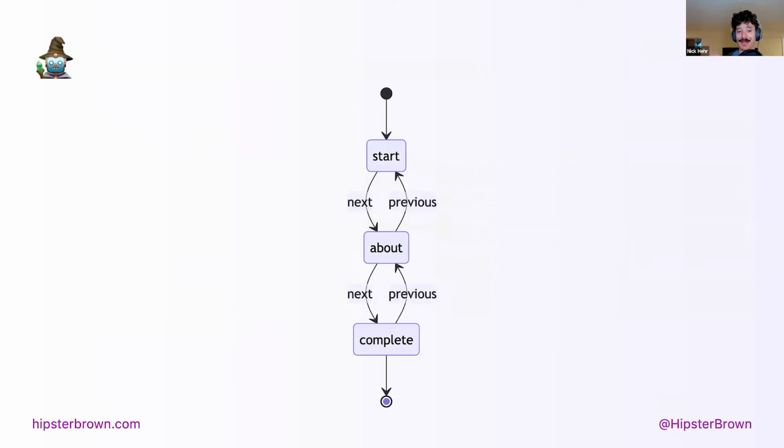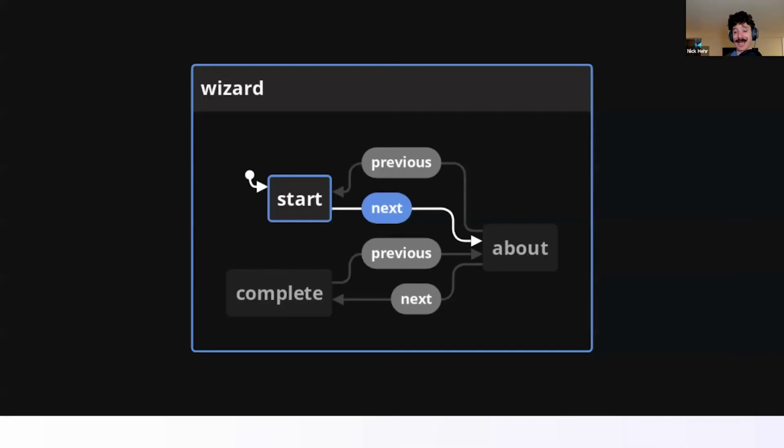So we can see a start step that takes a next action to the about step, and then from there, next to complete, and then previous moves backwards through the chain. If anyone's ever used the Stately AI visualizer from the folks at XState, we can see how we can visualize this through that graphical interface. What I was showing you before was a chart defined by text through Mermaid.js.